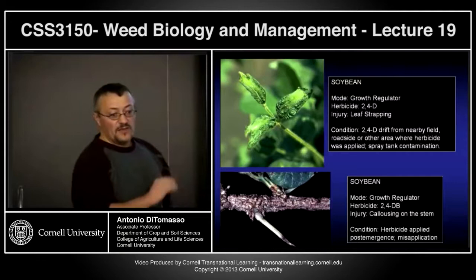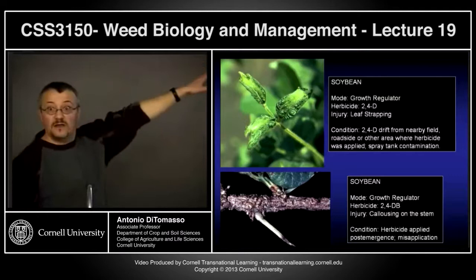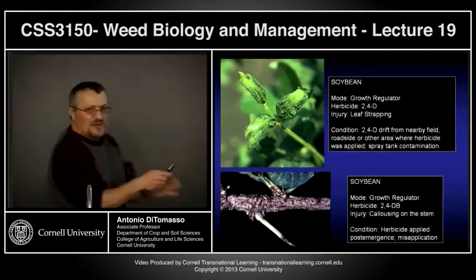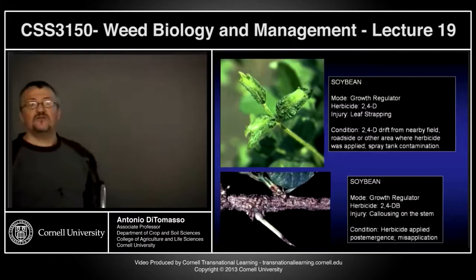Okay? This is referred to as leaf strapping. Now, you won't certainly use 2,4-D in soybeans. It's a broadleaf crop. So here it's a disaster. It'd be like dicamba moving from your corn over to here, or Banvel. But this is referred to where the leaves basically look like they're all curled on top of each other. We call that leaf strapping, and you'll see it in labs. Some of you already saw it last week. Okay, this is not fun.